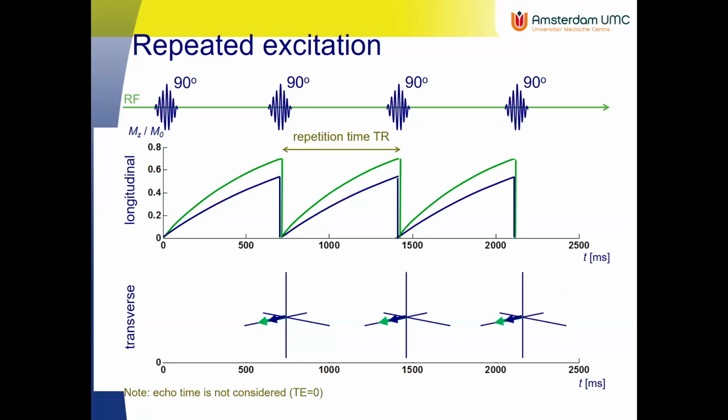Now here comes the definition of the knob we were talking about previously, which is the repetition time. And it means here we have the time delay between the repeated RF excitation pulses. That is actually the definition of the repetition time TR. You have a question?